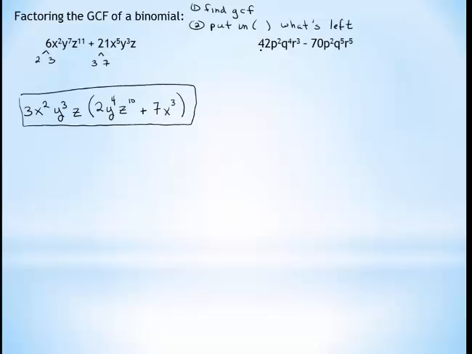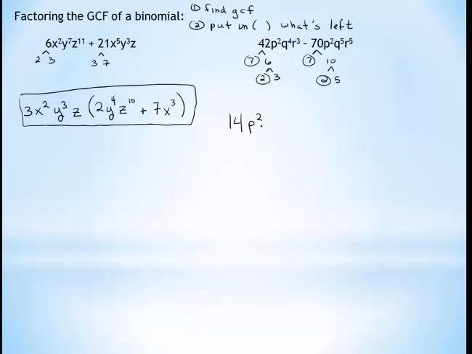Now I'm going to do the 42 and the 7. I have 7 times 6, and 6 is 2 times 3. Here I have 7 times 10, and 10 is 2 times 5. So they have a 7 in common and a 2 in common. And 7 and 2 is 14. 2 p's and 2 p's.